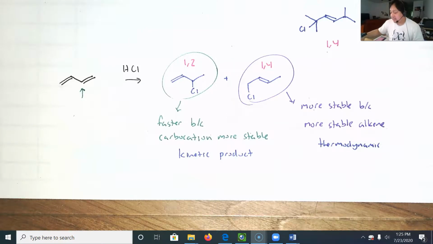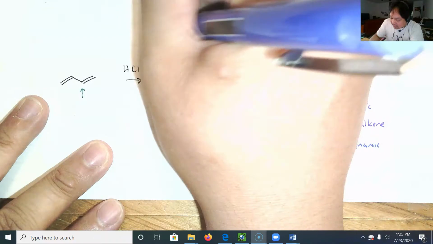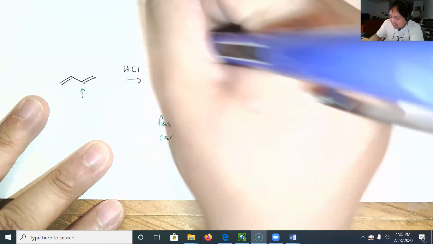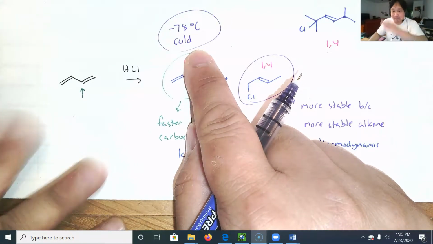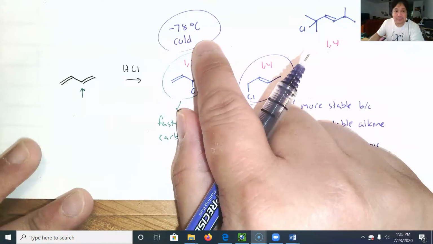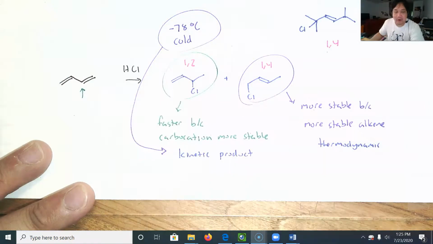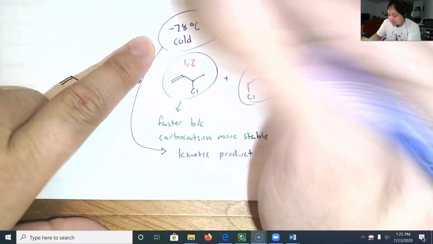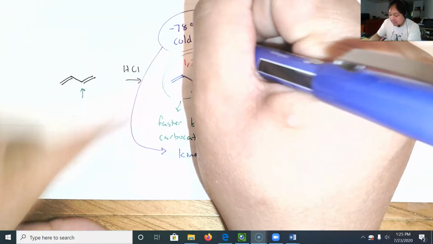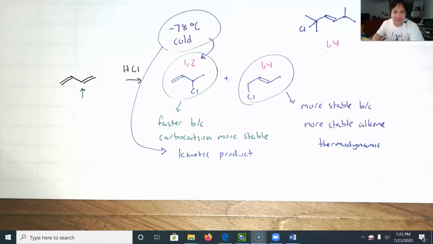The thing is, if they give you temperature, you're going to base it off the temperature. Under cold conditions, typically they'll put negative 78 degrees C. I think that's a dry ice and acetone bath. It drops the temperature. It's much colder than just ice water. You're going for the kinetic, always, almost exclusively, I can't think of any examples. When you run this reaction under cold, your major is going to be the 1,2, and your 1,2 is almost always going to be the kinetic product.